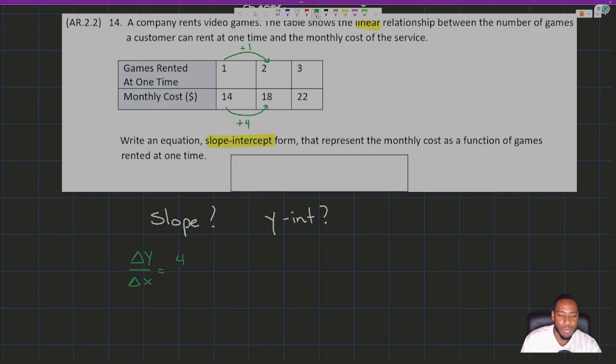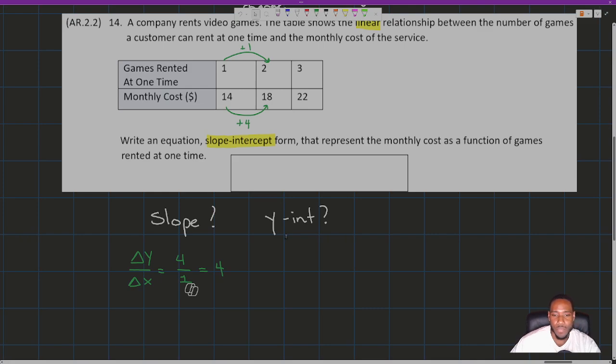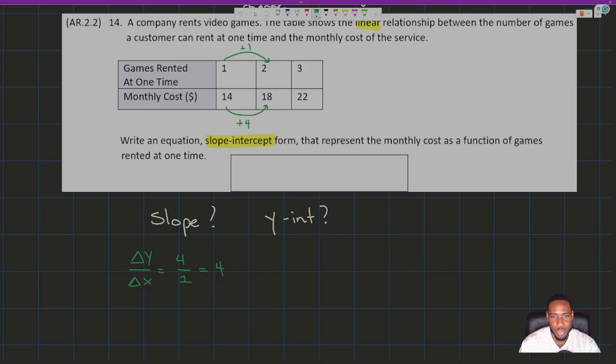So 4 over 1 gives us the slope of 1. Or, sorry, of 4. So that's easy enough. The question becomes, how do we find the y-intercept? There's an easy way and a slightly more difficult but more versatile way to find it. We're going to use that first, and we'll go back and show you the easy way afterwards.